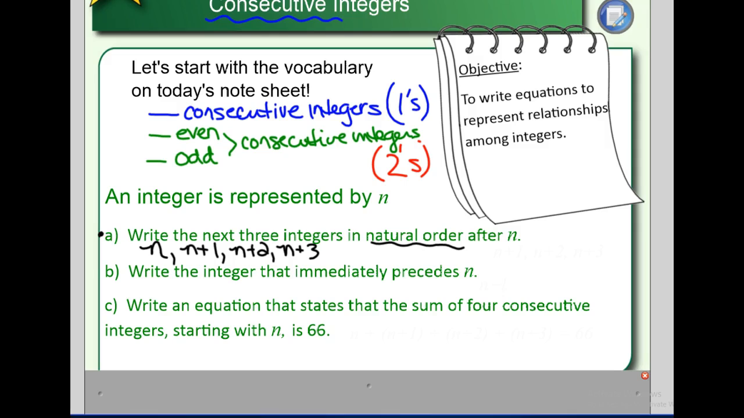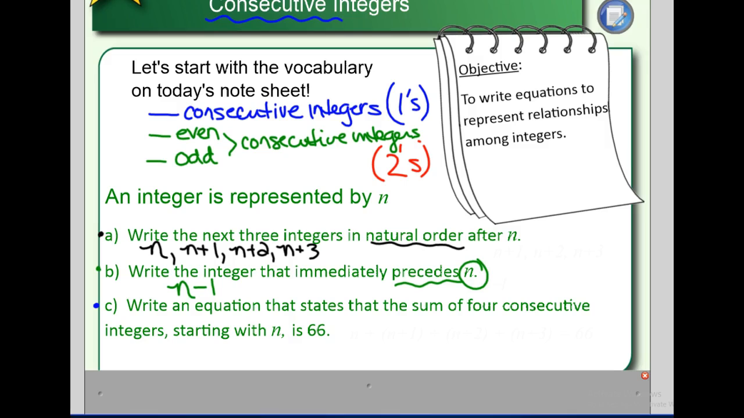Now, let's look at letter B. Write the integer that immediately precedes n. Who knows what precede means? Yeah, precede means the one before. How would you give me an expression for the integer that comes before n? Yeah, nice. It would be n minus 1.